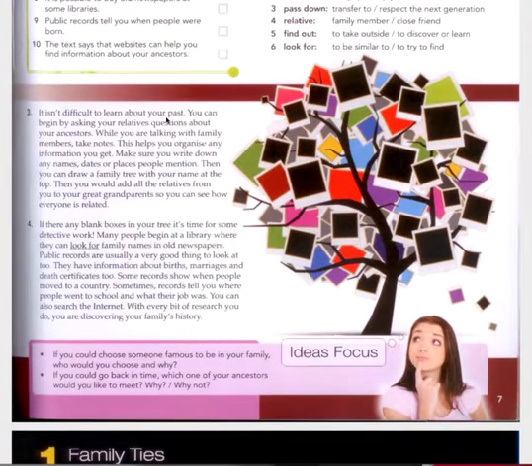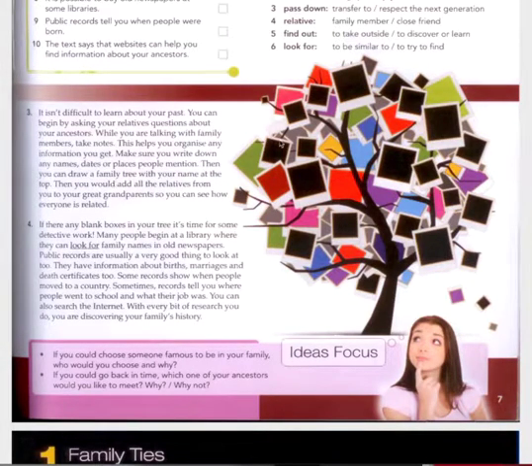It isn't difficult to learn about your past. You can begin by asking your relatives questions about your ancestors. While you're talking with family members, take notes. This helps you organize. Normally in American English it's a Z. Make sure you write down any names, dates, or places people mention.